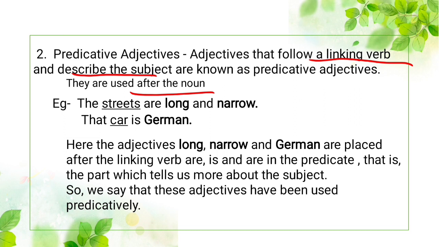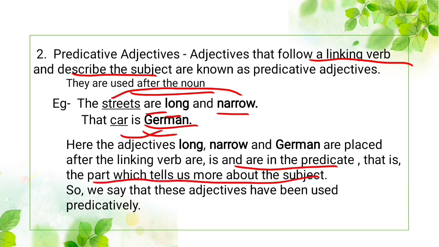Example is like the streets are long and narrow. Here we can see that the words long and narrow are following a linking verb, that is are, and it is describing the subject of the sentence, that is streets. Next example is that car is German. Here we can see that the word German is following a linking verb is and is describing the subject of the sentence, that is the car. So when the adjective is placed after the linking verb and is in the predicate, that is the part which tells us more about the subject, it is said that the adjective has been used predicatively.